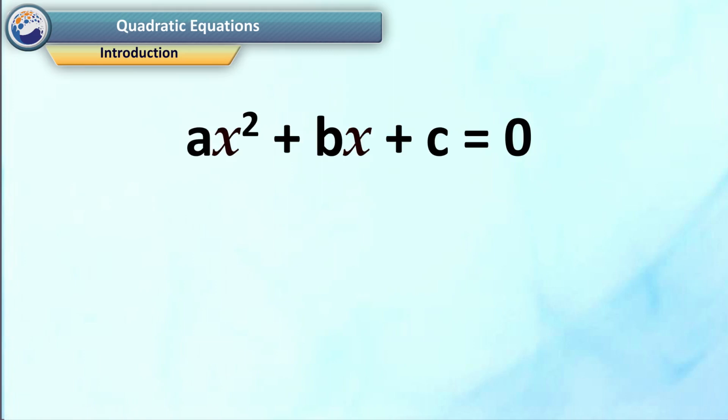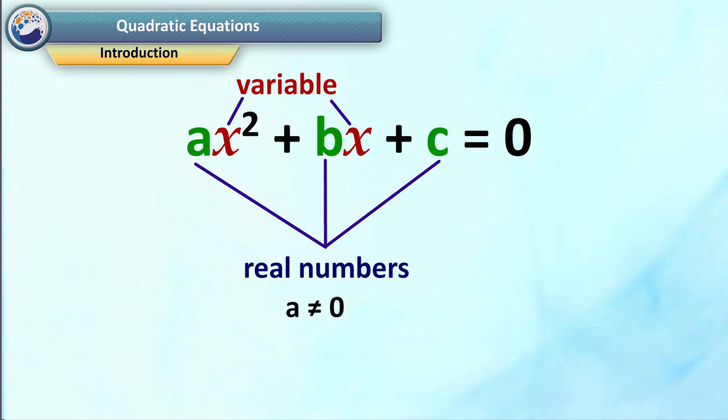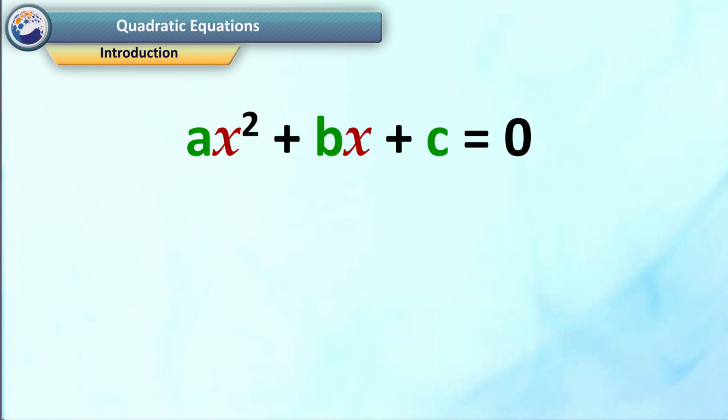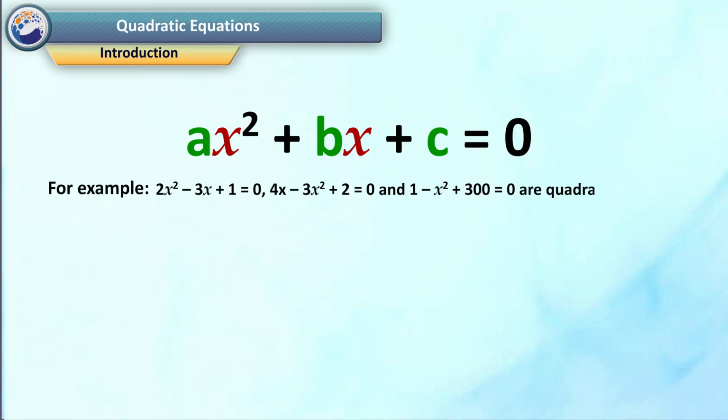A quadratic equation in the variable x is an equation of the form ax squared plus bx plus c is equal to 0, where x is a variable, a, b, c are real numbers, and a is not equal to 0. For example, 2x squared minus 3x plus 1 is equal to 0, 4x minus 3x squared plus 2 is equal to 0, and 1 minus x squared plus 300 is equal to 0 are quadratic equations.